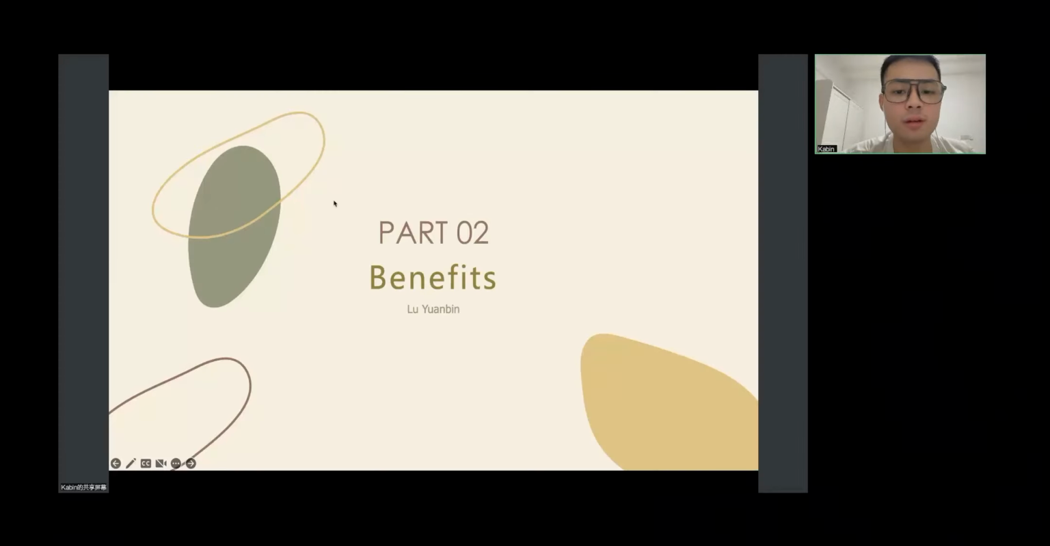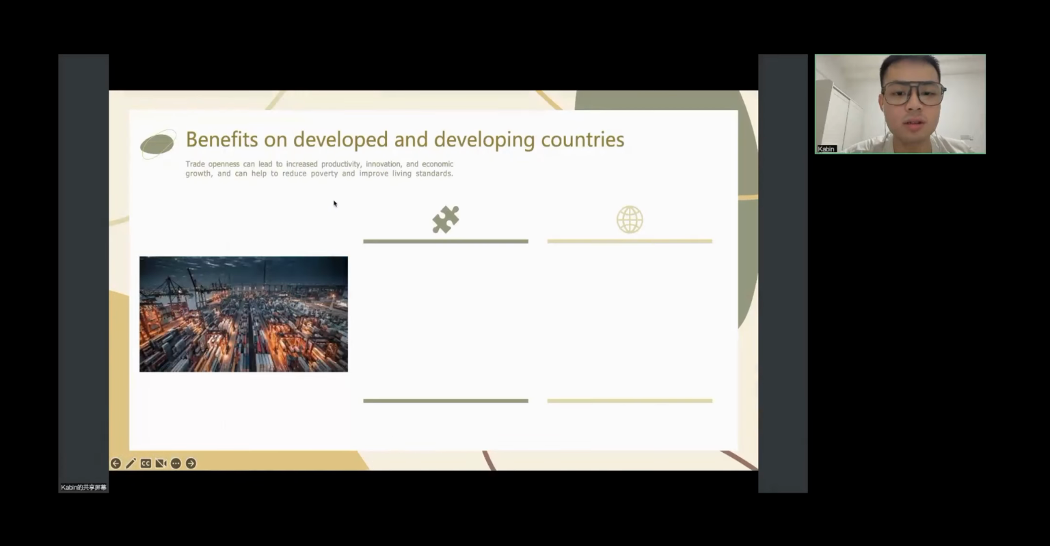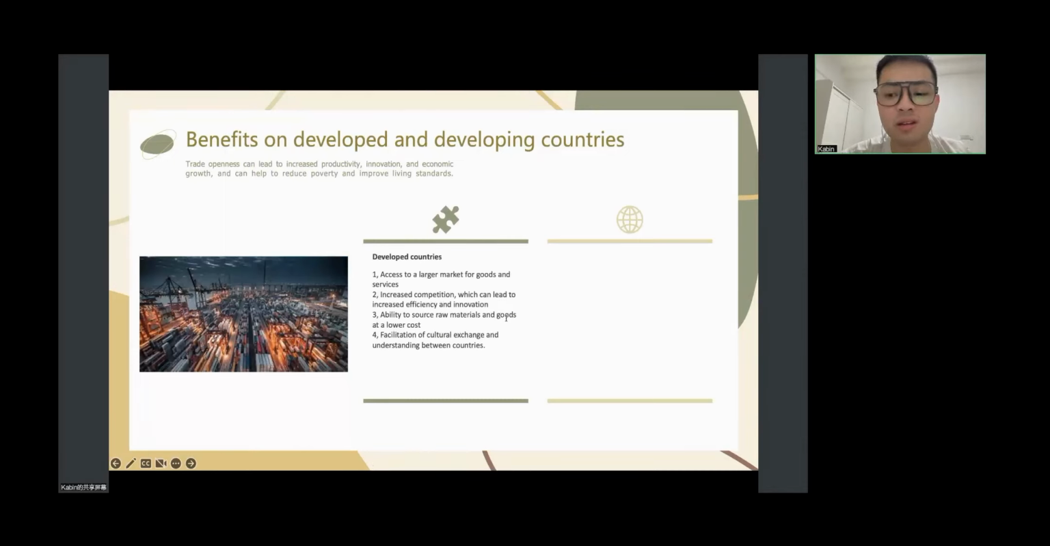My name is Lu Yuanbing. Today, I will be discussing the advantages of the global trade for both developed and developing countries. First, look at the developed countries' benefits. The first one, access to a large market for goods and services.